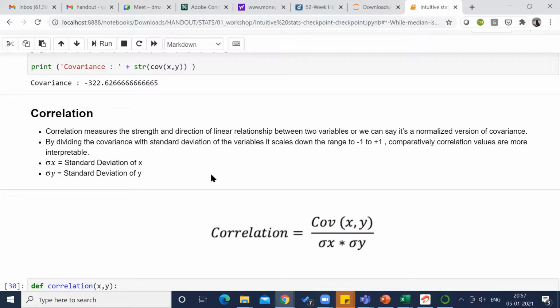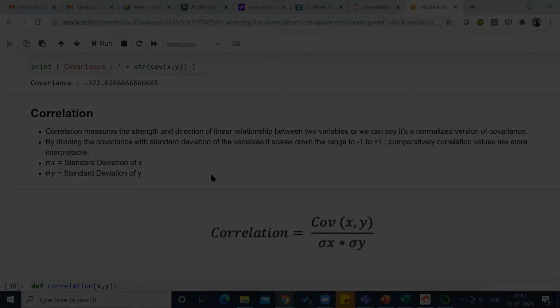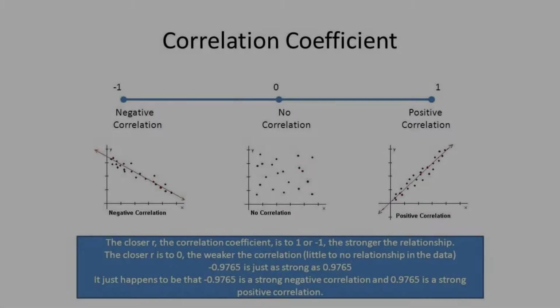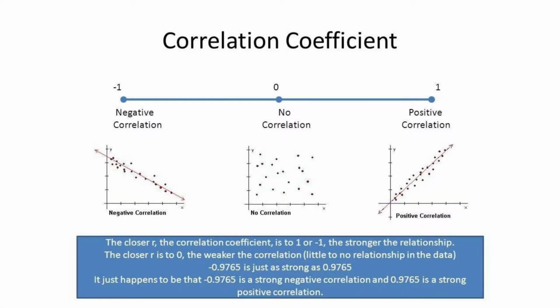You don't need to bother too much about covariance, as I said, because mostly correlation is what you use when you try to establish a relationship between variables. Correlation is basically covariance divided by the standard deviations of the two variables. Now, correlation is a number that falls between -1 and +1, guys.